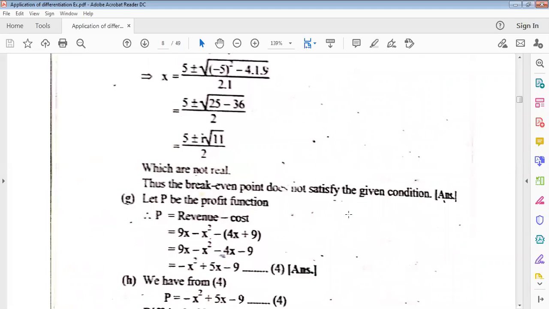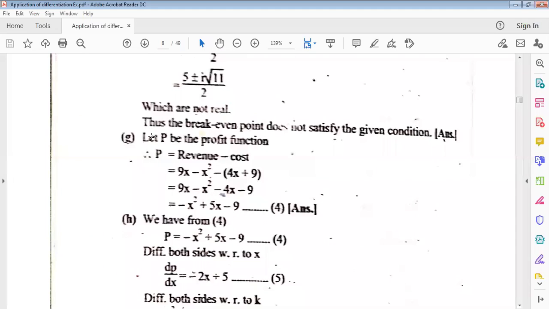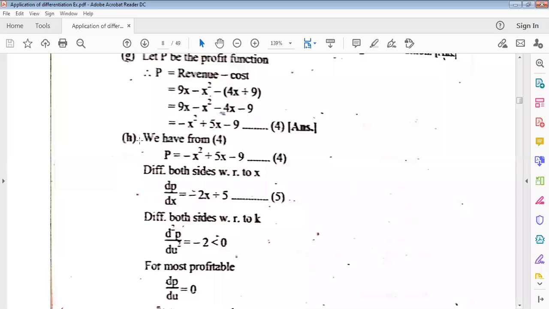This is the result. Now from Z, let P be the profit function, then profit P equals to what will be? Revenue minus cost, right? Revenue function minus cost function will give the profit function. This is the result. Now number A, we have from equation 4, profit equals to this. Now we have to verify whether this profit is maximum or minimum.